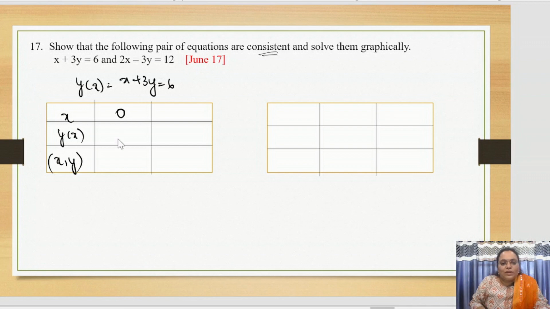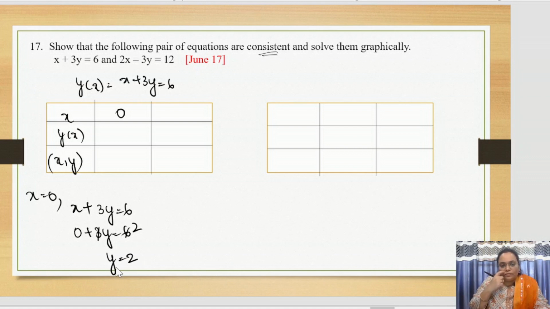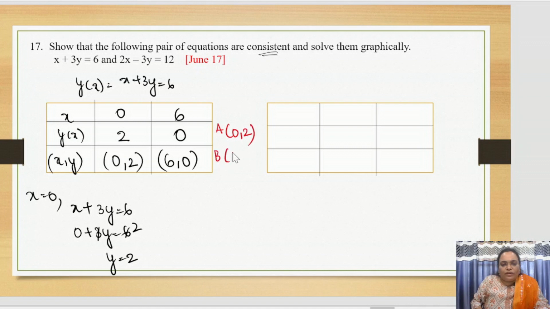So when x is 0, the equation x plus 3y is equal to 6 becomes 3y is equal to 6, 3 twos are 6. So you will get y is equal to 2. So y is 2. Coordinates are 0 and 2. When y is 0, this part will be 0, x will be 6. Okay. Coordinates are 6 and 0. You can take the points as A of 0, 2 and B of 6, 0.